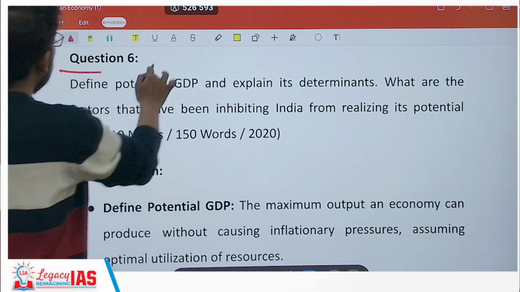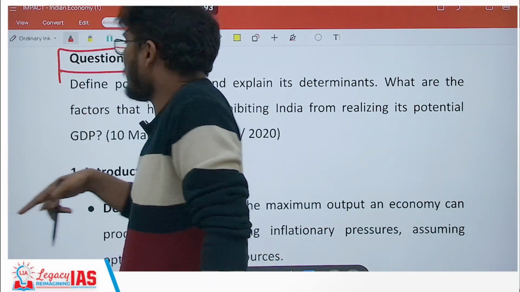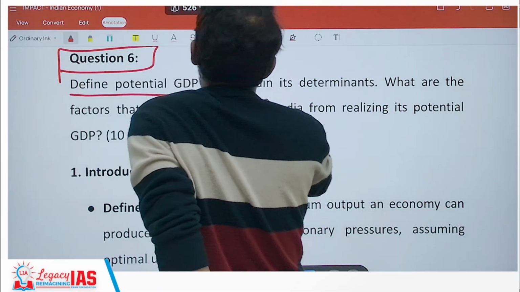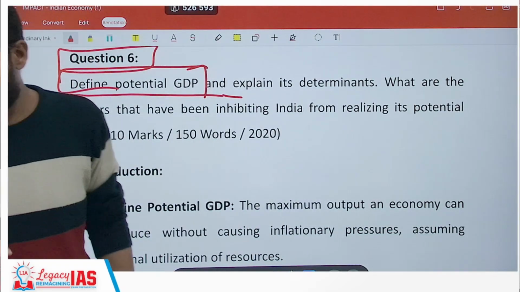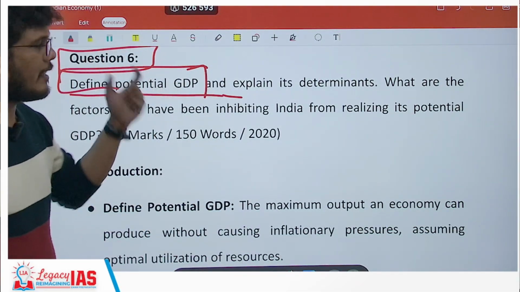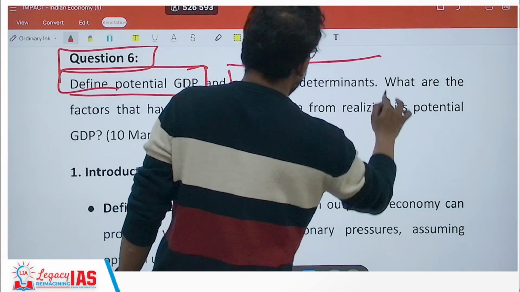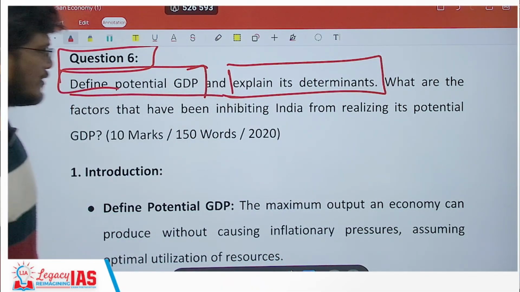Now, coming on to question 6. Now, look at question 6. Question 6 directly states what? Define potential GDP. So, here your introduction can directly be the definition of potential GDP. Then it says, and explain its determinants. So, the next part is explaining the determinants of potential GDP.